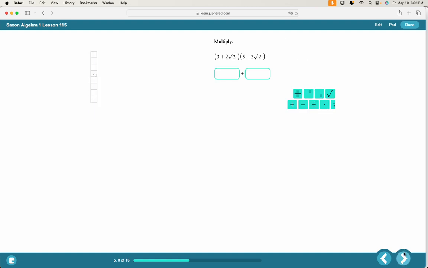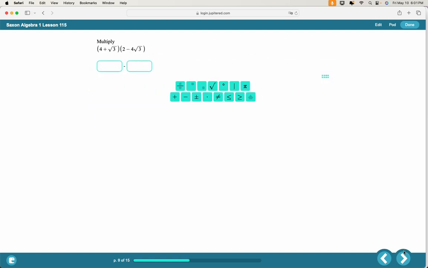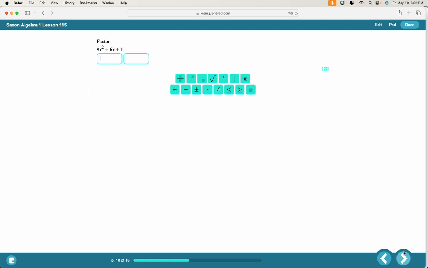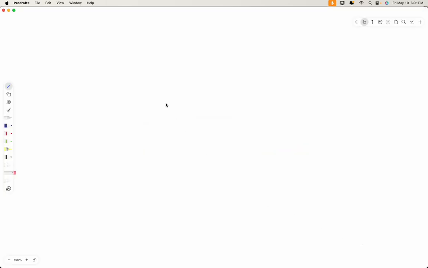Okay. Now I think the next one that you had problems with was this one, where it says to factor 9x squared plus 6x plus 1. So let's go over here to my other program. All right, so 9x squared plus 6x plus 1. We've got to factor that.